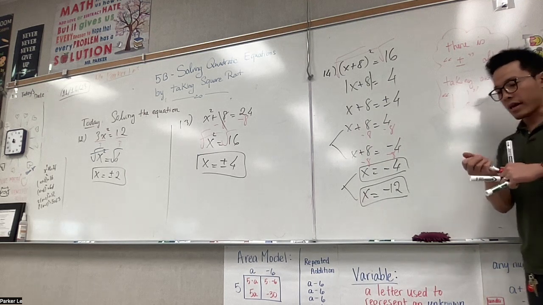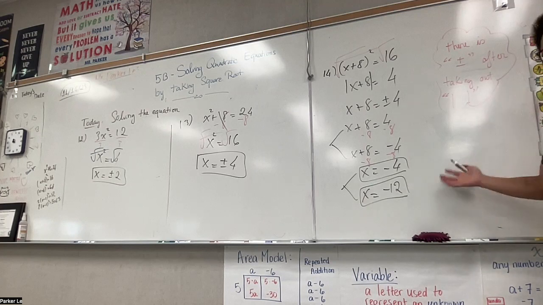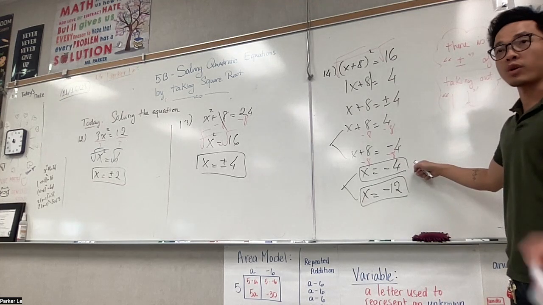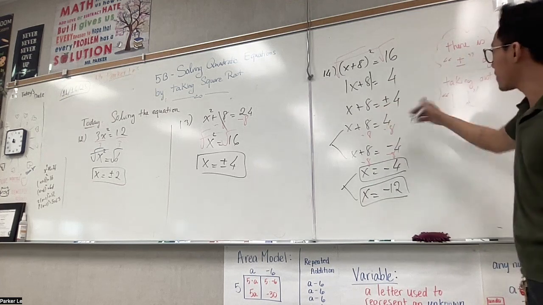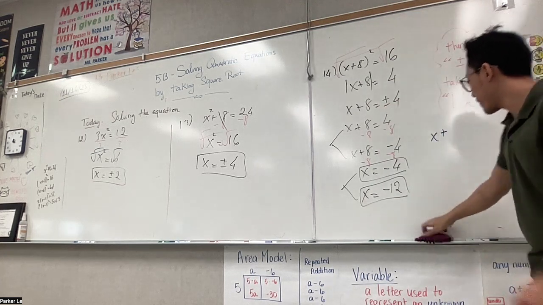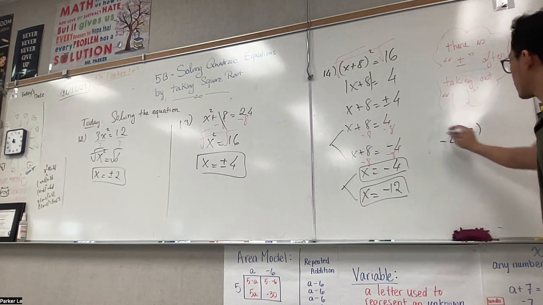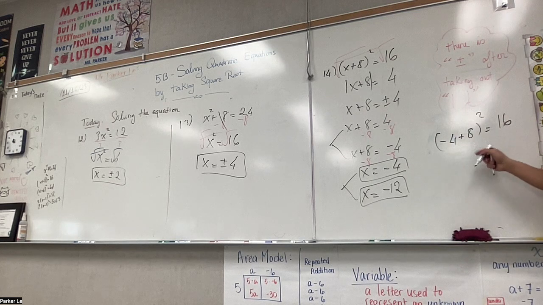Then you're going to ask, why do we have two solutions? Let's check. How can you check if a number is a solution? You plug it back in, right? So I have negative 4. I'm looking at negative 4 plus 8 squared equal to 16. I'm going to check if it's correct. What is negative 4 plus 8? 4. 4 squared equals 16. Is it a true statement or false statement? True. Okay, so this is good.